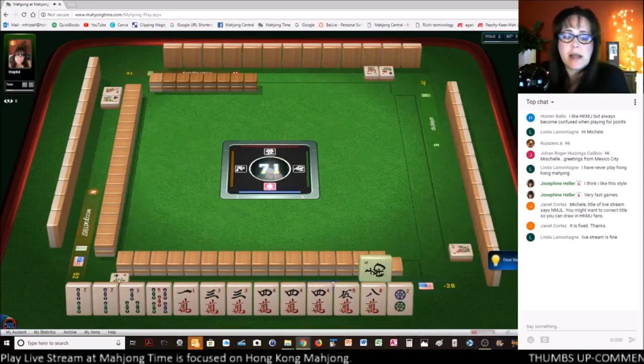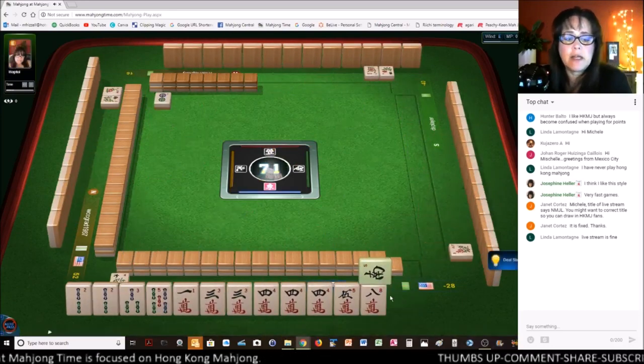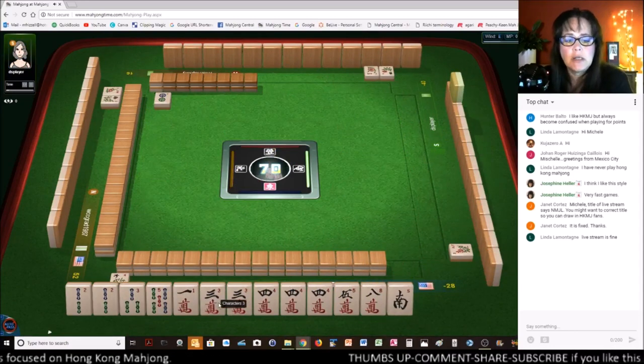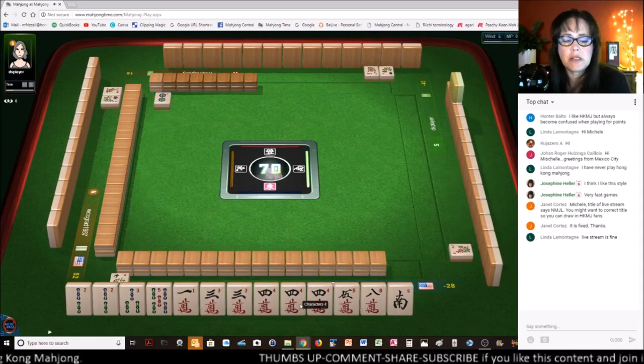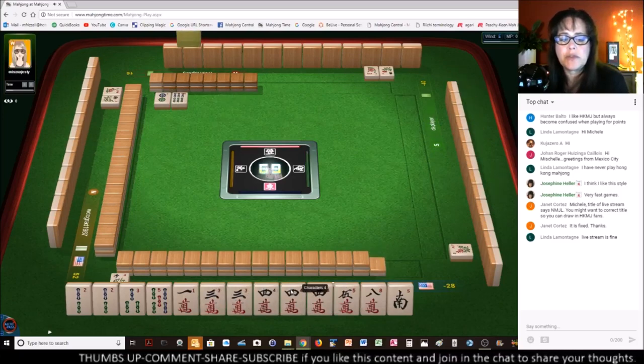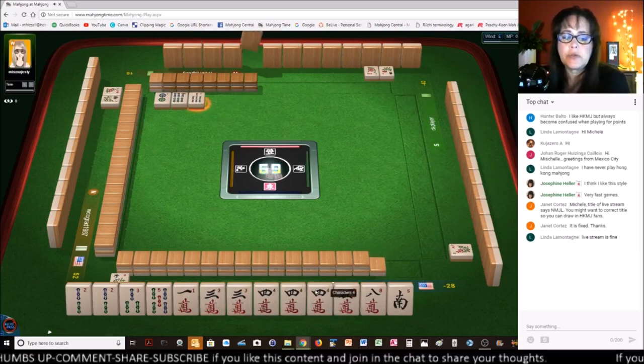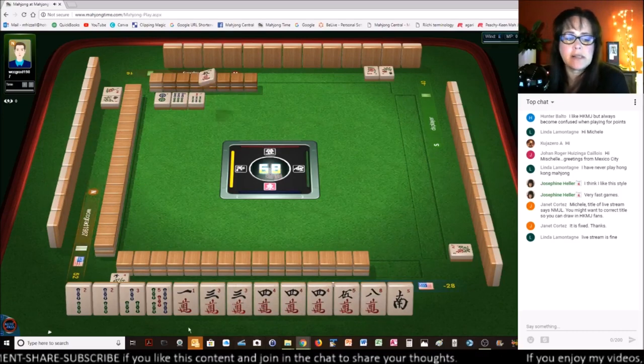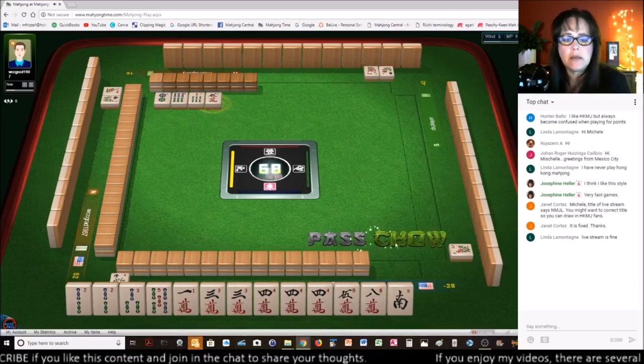Okay, look at all these cracks. We're going to play a flush or a half flush. Look at all this pung and chow potential here. Three, six, four bamboos. Five, three, four, seven, two, three bamboos. Four, one, two, three. There's all kinds of chow potential in there. Let's chow.